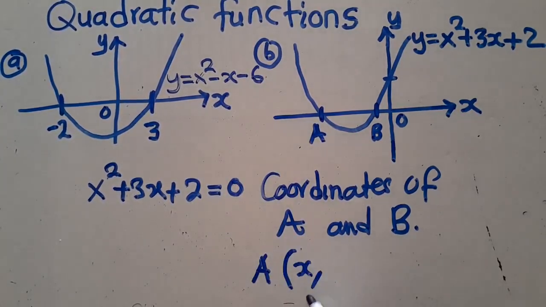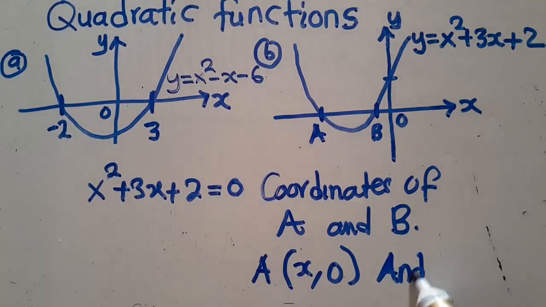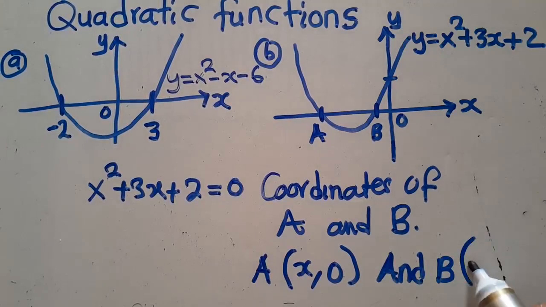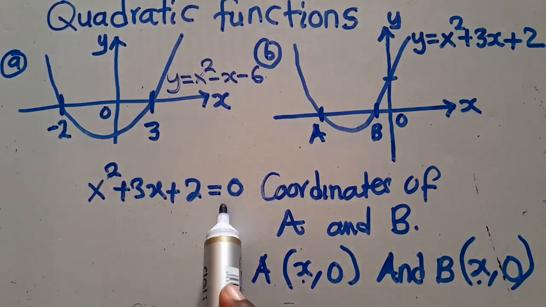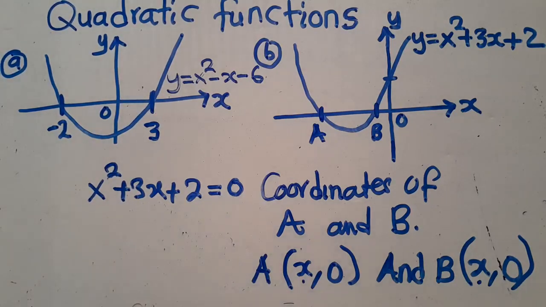It's more like you already have points for A. X you don't know, but definitely Y you know that it is 0. And B, you already have the points. You know that X there you don't know, but Y is what? 0. You already have these points. So just a matter of finding the value of X and the value of X. So how do you find that? You solve this.